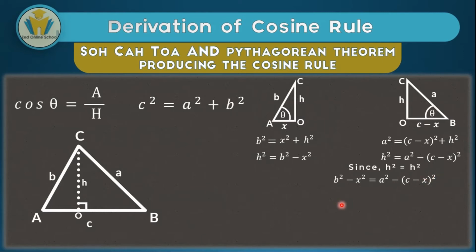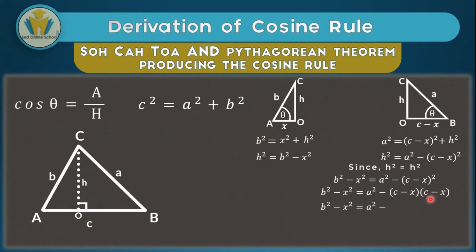Now, our job here is just to expand this part here, the c minus x. Expanding that does not mean we're going to get this square and put it on each of these variables inside. We're going to multiply c minus x by c minus x. So b squared minus x squared will be equal to a squared minus c minus x multiplied by c minus x. So we're going to multiply this c by this c by the minus x. What we're doing here is just multiplying each term of this by each term in this other one.